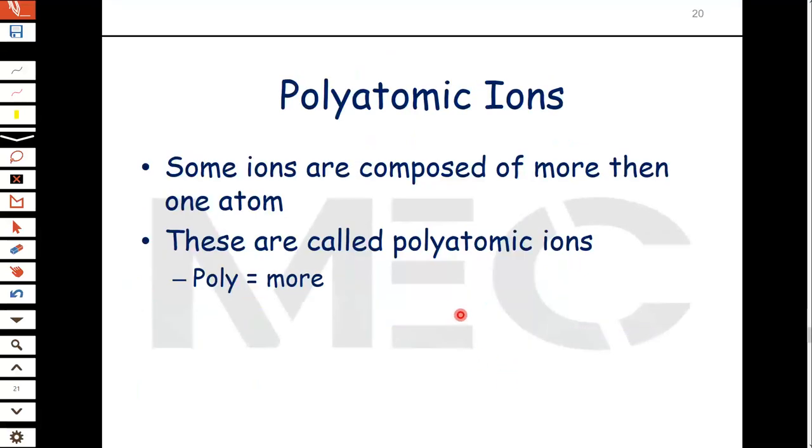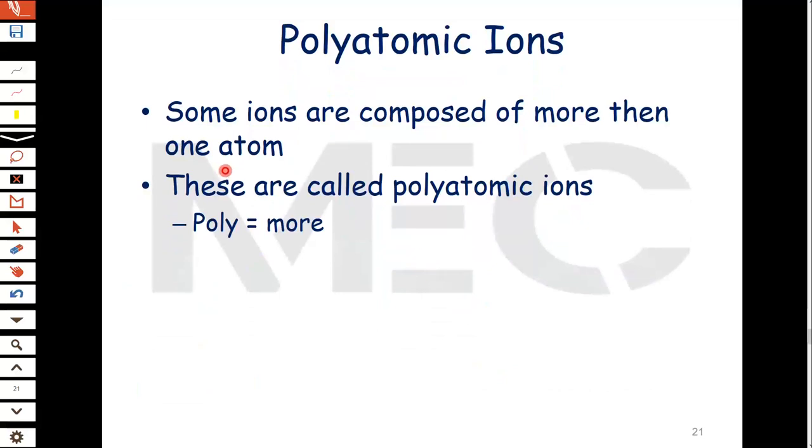Some ions are composed of more than one atom. These are called polyatomic ions or multiatomic ions. For example, in the case of NO3 minus, the whole thing is a negative ion. This is called nitrate.